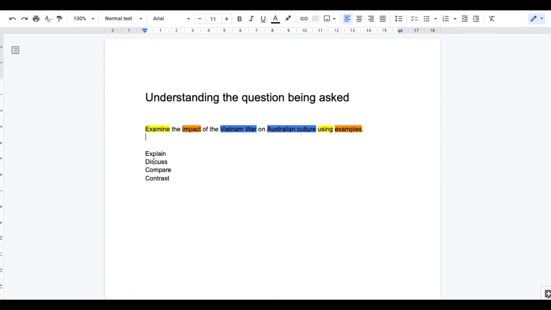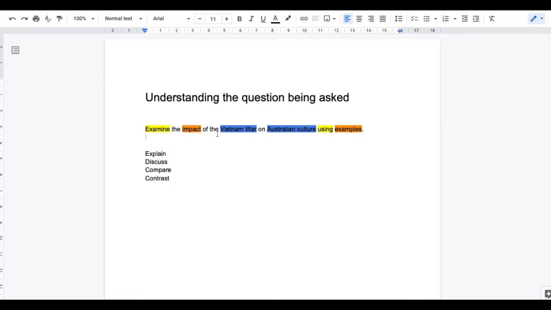All right, if I'm discussing, well, that means I've got two sides of an argument, right? It's a to and fro. So are the impacts good? Are the impacts bad? All right, so the changing of the verbs is really, really important. Then you've got compare and contrast. Compare and contrast is often together. Compare means what's the same, contrast means what's different.